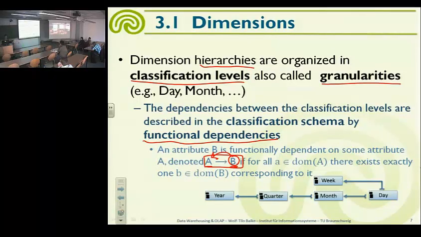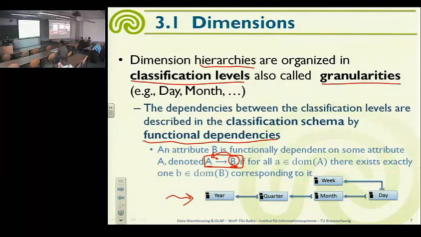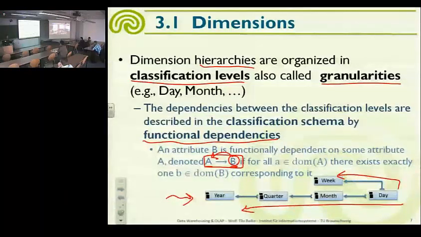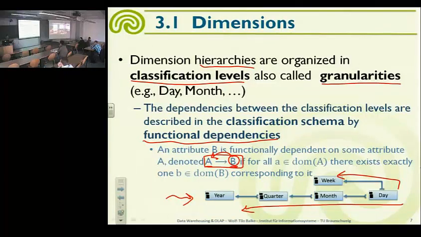the corresponding values of B can be deduced from these values that A gives. And functional dependencies have to work all the time, meaning that in the time dimension over here, if I buy something in a quarter, I will always know that it has been sold in this year. If I buy something in a month, then I know for sure that it has been sold in this year.